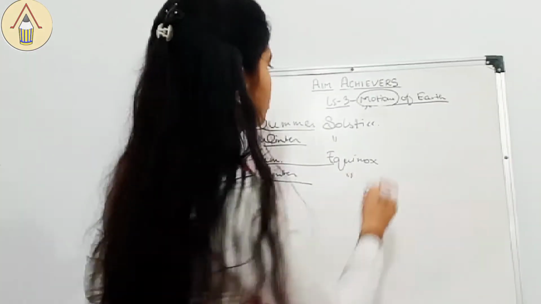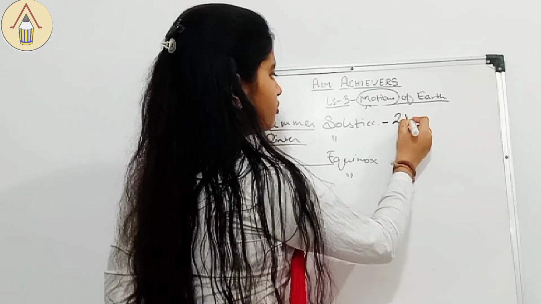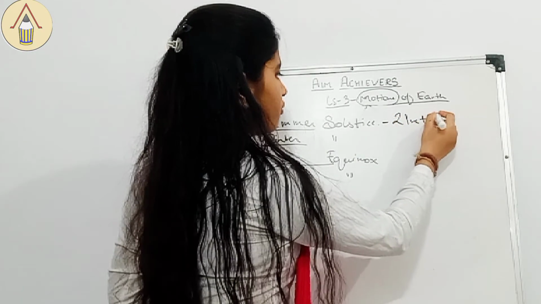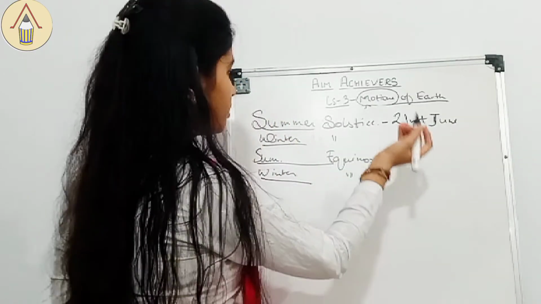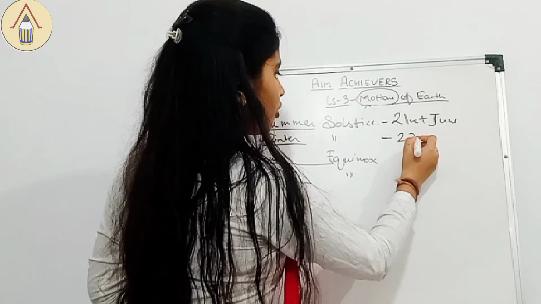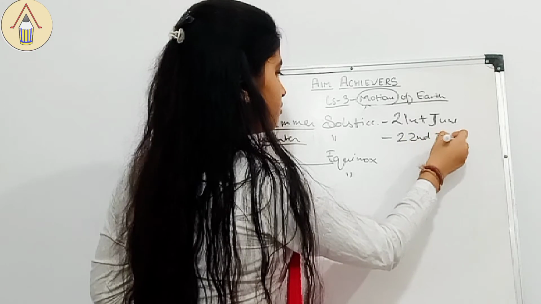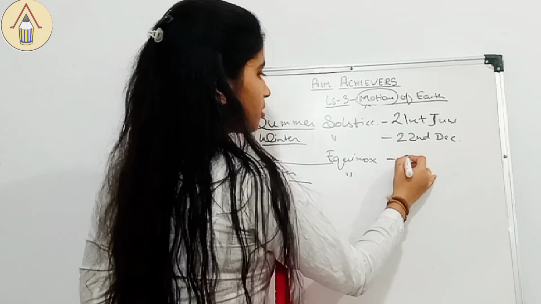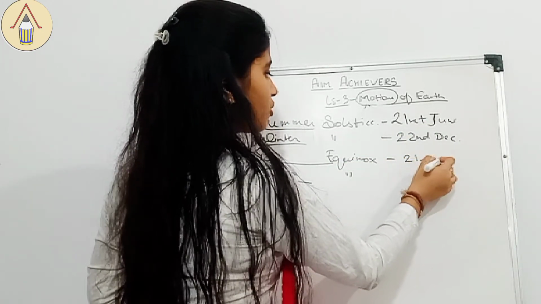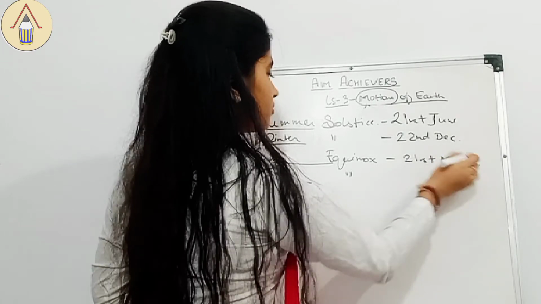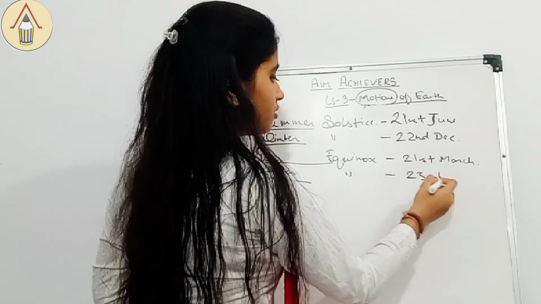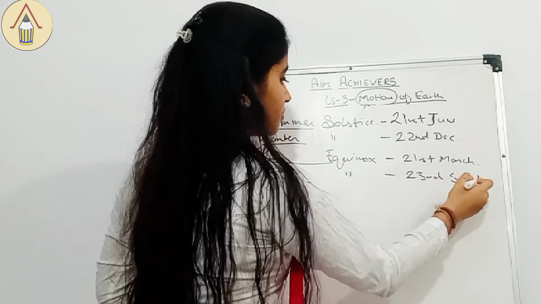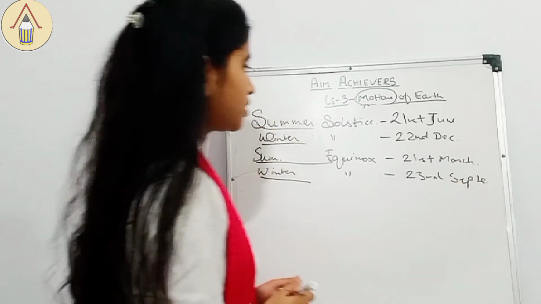Summer solstice occurs on 21st of June. Okay. Winter solstice occurs on 22nd December. Summer equinox occurs on 21st of March. And winter equinox occurs on 23rd September. Okay.